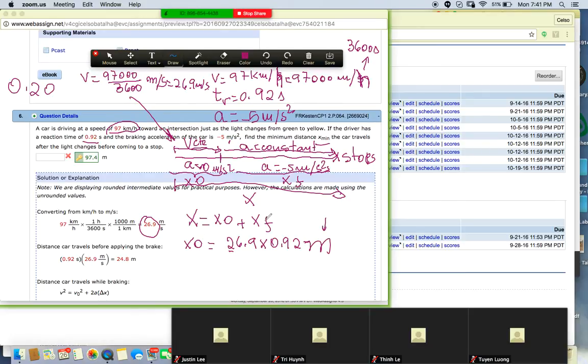Now, how do you find x final? x final, this whole distance del x, is equal to v naught t, because at this point the car has an initial velocity. It was moving at 26.9 meters per second. Oh wait, I don't know how long it took the car to stop. I have the acceleration, but I don't have the time. But I want to find the distance.